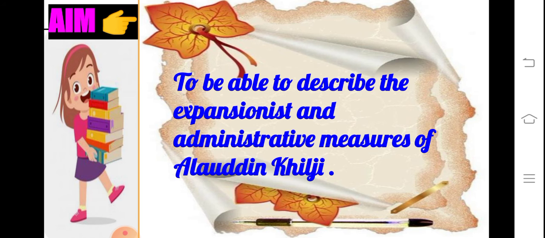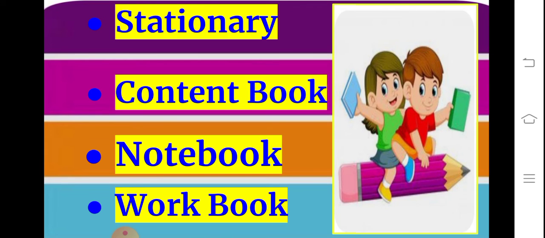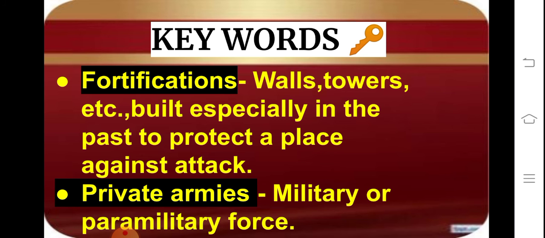Got it? Now, children, our aim of today's learning is to be able to describe the expansionist and administrative measures of Alauddin Khilji. Again, I am reminding you, sit with all the essentials: stationery, content book, notebook, and workbook. The keywords of today's lesson: the first word is fortifications, which means walls, towers, etc., built specially in the past to protect a place against attack.